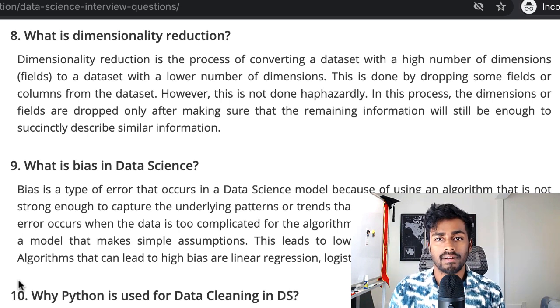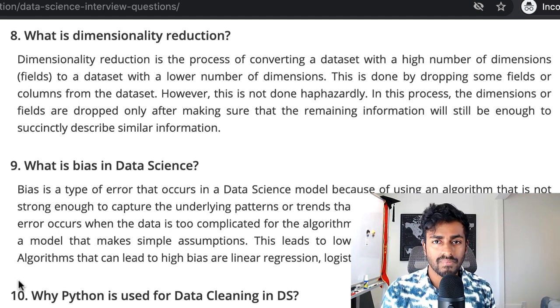Dimensionality reduction is the process of converting a dataset with a high number of dimensions to a dataset with a low number of dimensions, and this is done by dropping some fields or columns from the dataset. However, this is not done haphazardly. In this process, the dimensions or the fields are dropped only after making sure the remaining information will still be enough to succinctly describe similar information.